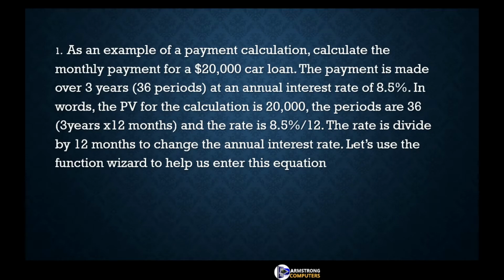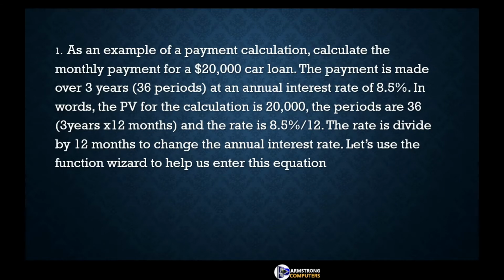Now this question simply means that someone has gone for 20,000 US dollars to buy a car, and the person is being given a period of 3 years, which gives us 36 periods. That simply means that 12 months makes a year, so 12 times 3 gives us 36. The person is also being given an interest rate of 8.5. Annuity stands for a year, so every year when it comes to making payments or part payments of the 20,000 US dollars, you will pay the interest of 8.5 on it.